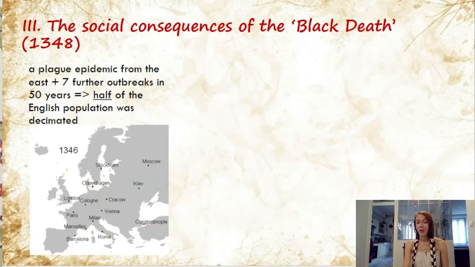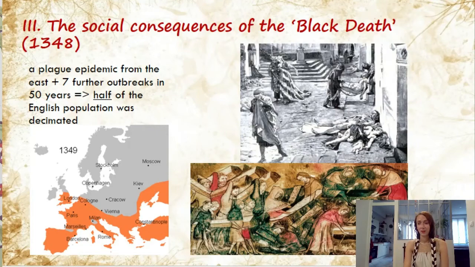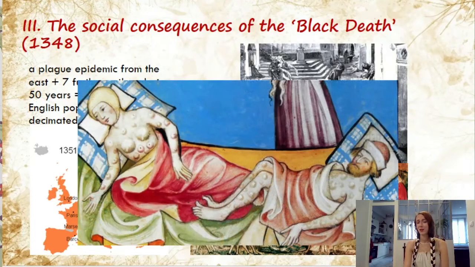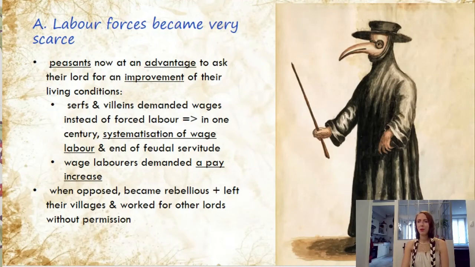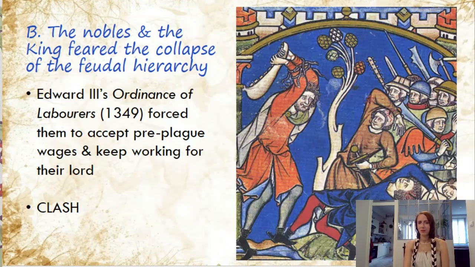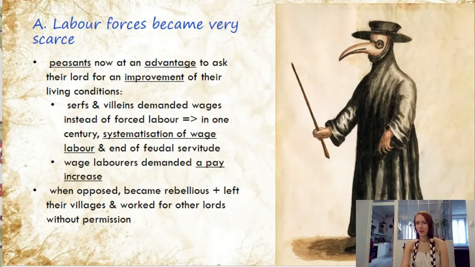A plague epidemic that came from the East. There were 7 further outbreaks after the one that I'm going to be discussing in the lecture in the next 50 years. And half the English population was decimated. This is like the worst slide in the whole of this lecture, so don't worry too much about it. But I could move on to the next slide. Point number 1. Oh, sorry. Skipping a little bit too fast.